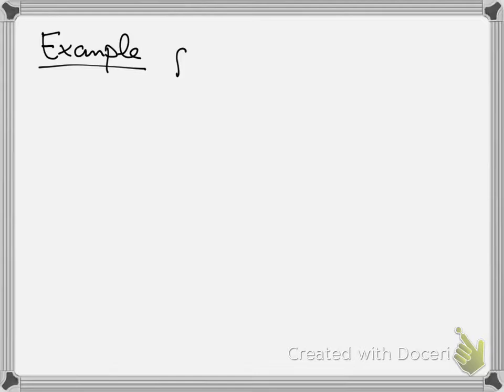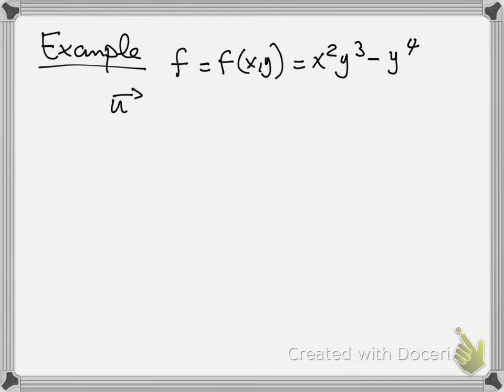So let's say you have the function f equal to x squared y cubed minus y to the 4. And u is a unit vector. So let's say u is the vector (3/5, 4/5). Of course, here u is of unit length, so u is a unit vector, so the length of u is equal to 1.